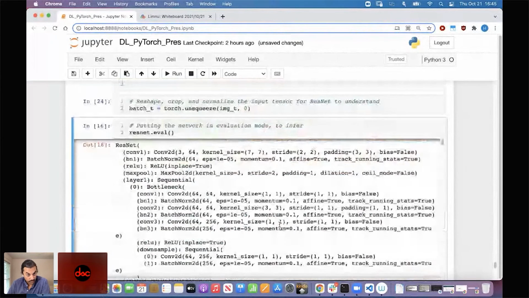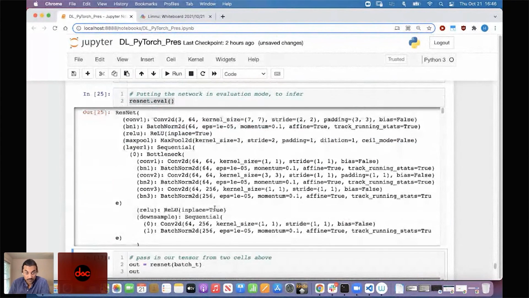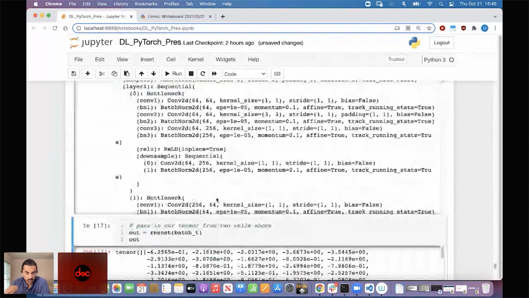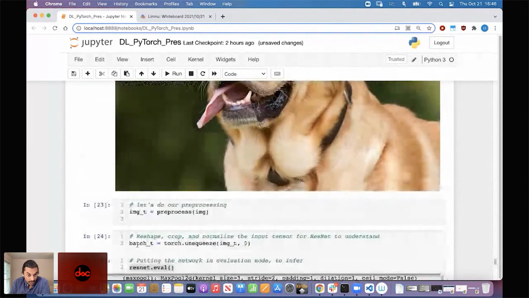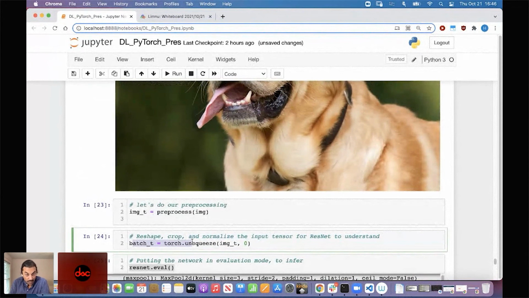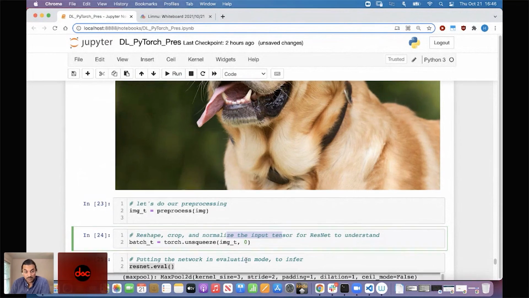Okay, I'm just going to go through with this a little bit. Here, what I'm doing is I'm putting the network into evaluation mode. I want to evaluate the results based on this image. So here's what the evaluation looks like. Okay, again, it's not that important to see what's happening here. It's more about, hey, I'm just putting this model into evaluation mode. So here, this batch T, it refers to this. So we've reshaped, we've cropped, we've normalized our data, and we put it into the tensor that's needed for ResNet to understand this image, okay?